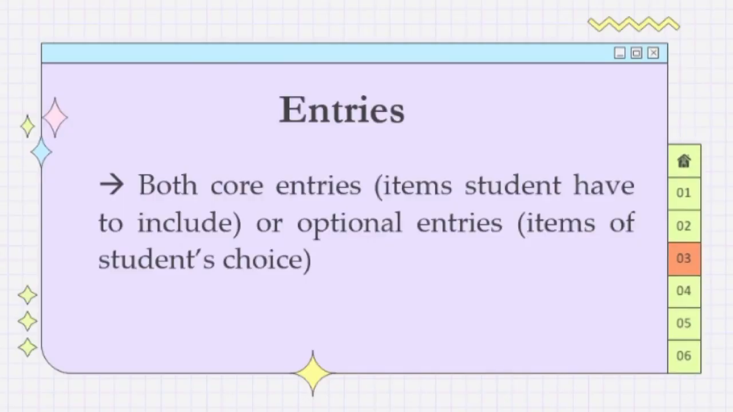Third, we have the entries, which include both core entries and optional entries. Core entries refer to the items that students have to include. These items provide a common base from which to make decisions on assessment. On the other hand, optional entries are the items of student choice. These permit each student to represent his or her uniqueness. Students are allowed to include the best pieces of work, but also the piece of work that gave them trouble or one that was less successful, and they should give the reason why.